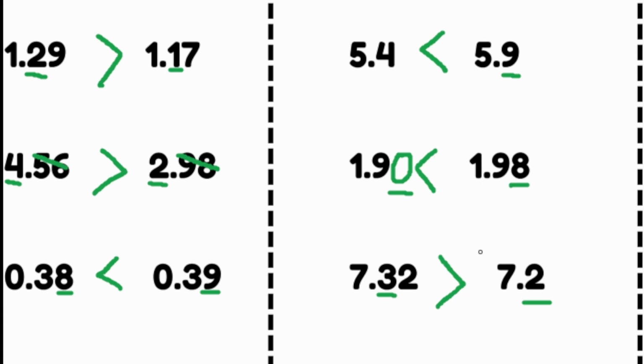And finally, down here we had, if you wanted to do the same trick, you could, but it doesn't really matter because you stopped right at your tenths place. 3 is greater than 2, so 7 and 32 hundredths is greater than 7 and 2 tenths.